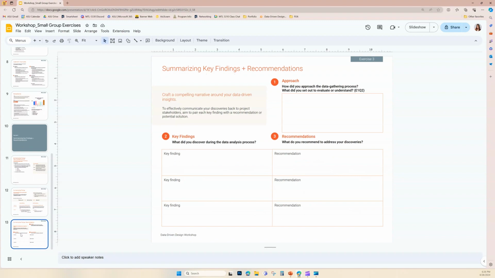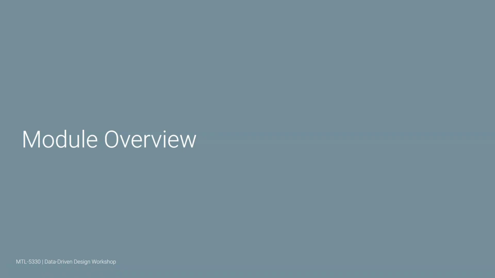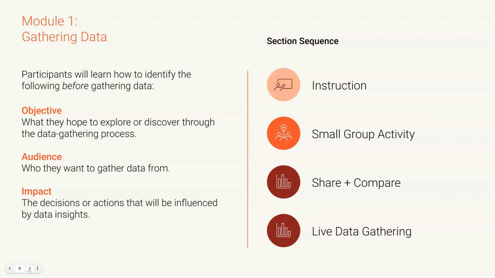their own projects. Next, let's examine where the digital learning activities are strategically placed throughout the session, giving students the opportunity to practice what they have learned in microdoses. In Module 1, Gathering Data, participants will learn how to approach the data gathering process by evaluating what they hope to explore or discover through the data gathering process, who they want to gather data from, and the decisions or actions that will be influenced by their data insights.